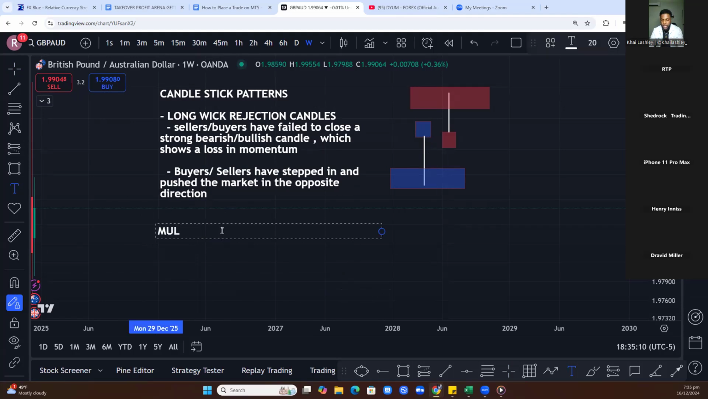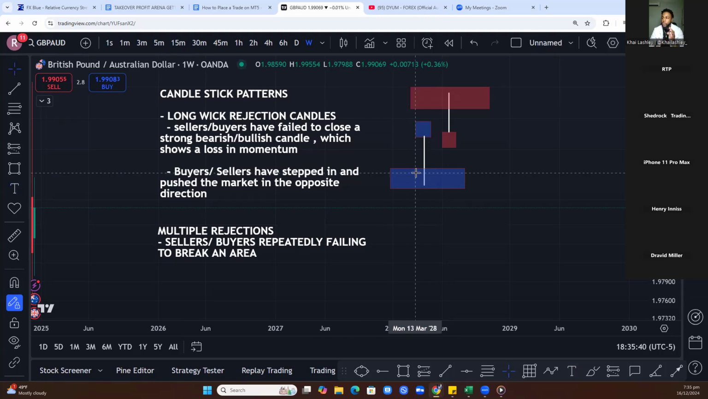All right. Number two is multiple rejections. So basically what that is, of course, is the sellers or buyers repeatedly failing to break an area. The sellers or the buyers have repeatedly failed to break an area.